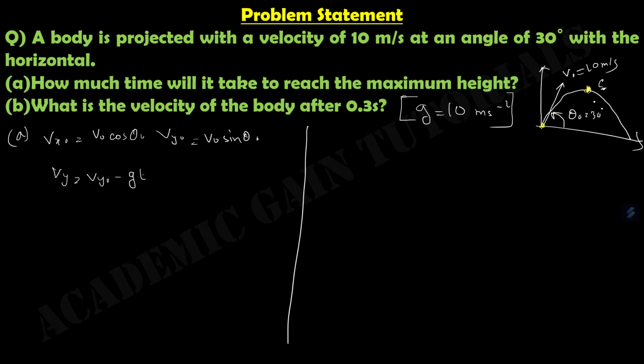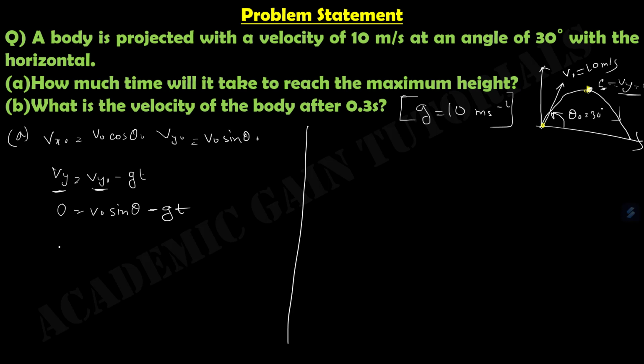When the body reaches the maximum height, the y component of the velocity will be 0. At that point it stops, and after that it comes downwards. So we know Vy will be 0 at maximum height. So we can write Vy as 0, and for Vy naught we can write v naught sin theta, and here will be minus g t.